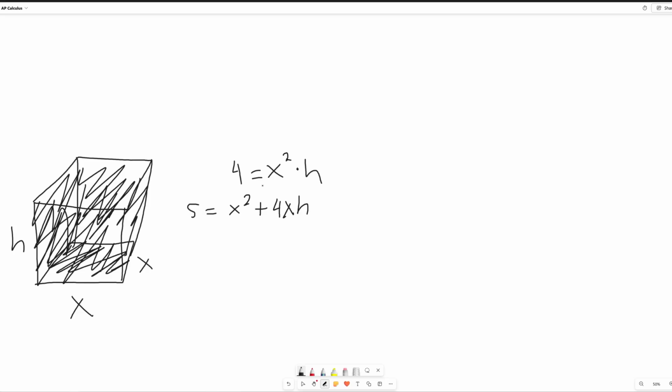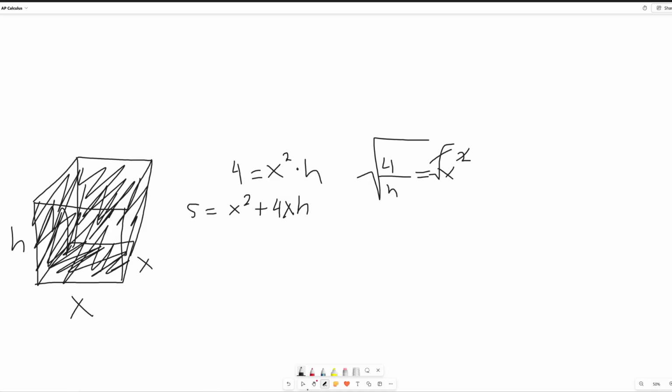And now it will be easier to get h out of this equation, because if you want to get x out, you get 4 over h equals x squared. Again, this is not wrong, but then now you're dealing with square roots.